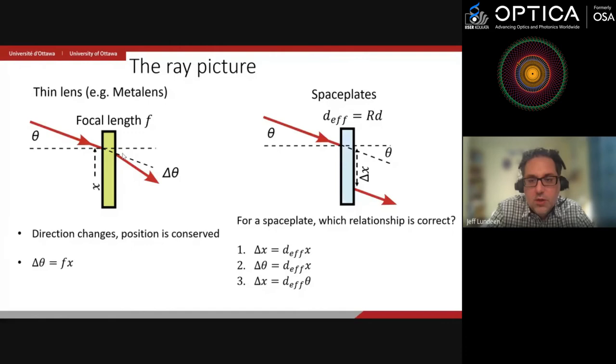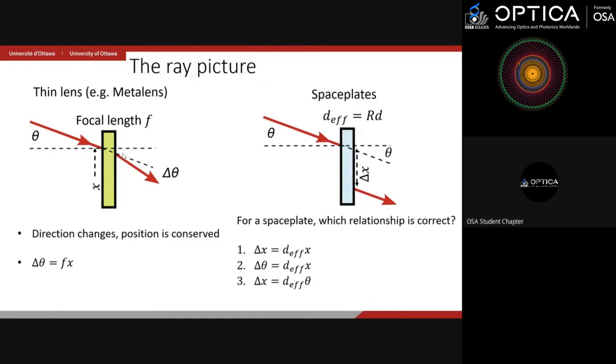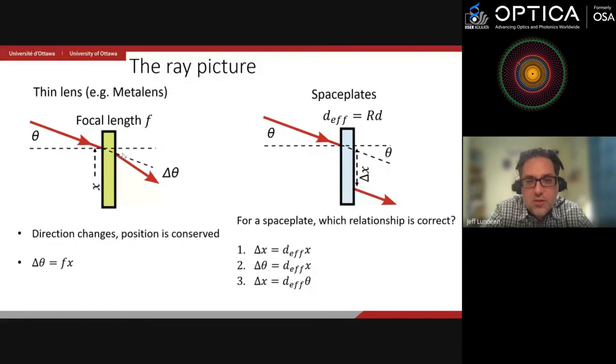What do we expect for a space plate? Okay, Niladri, you can launch another poll here. Okay, it is launched. So I'll give you guys a minute to try and figure this out.